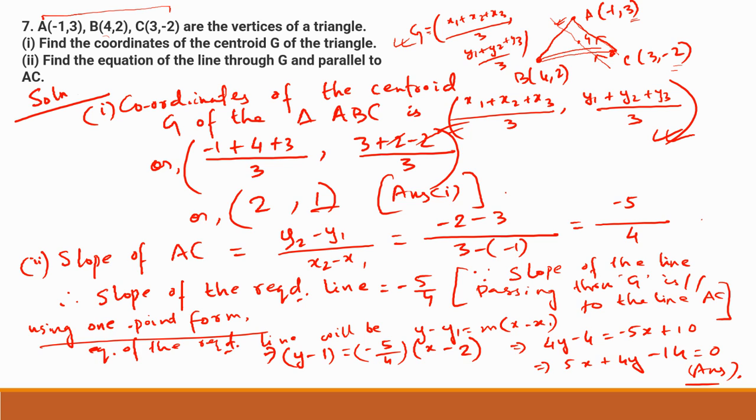Hope this is clear to you. So write a proper answer at the end. Answer 1 is 2 comma 1, and answer 2 is 5x plus 4y minus 14 equals 0. Just write it also. Okay.